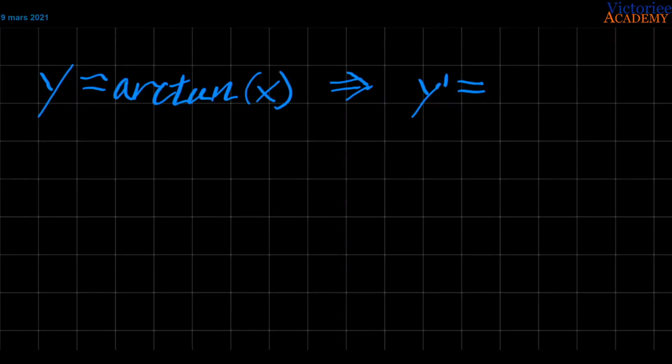How to find the derivative of arctangent. So we have y equals arctangent of x, and we want to find y prime, the derivative. So how to do this? Let's start by considering this little trick.